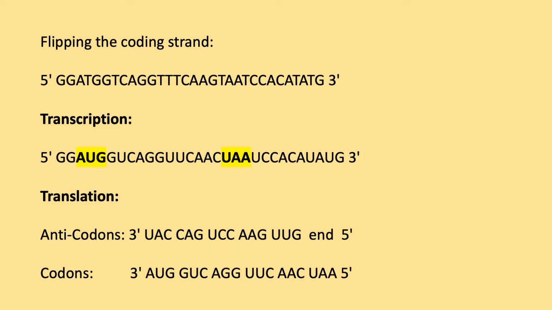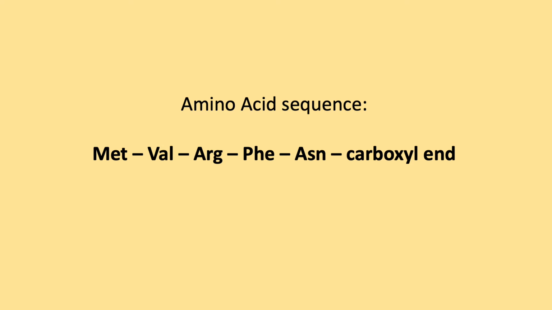Transcribing the DNA involves replacing thymine bases with uracil. After that, we need to identify the start and stop codons. Translation begins at the start codon and stops at the stop codon. So the codons are listed here, and we use these to determine the amino acid sequence of the protein. And this is the resulting protein with 5 amino acids.